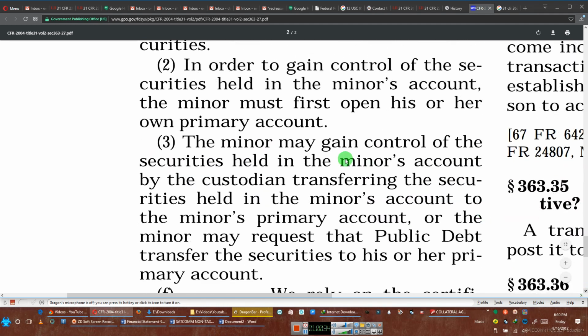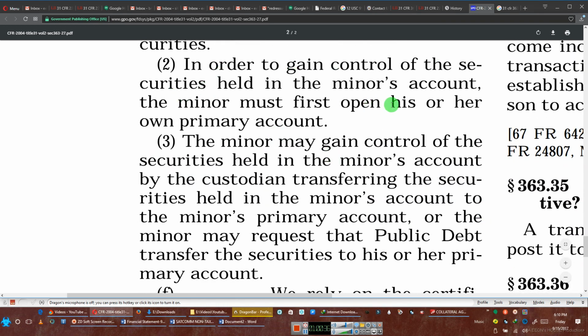Gave you that information already. In order to gain control of securities held in the minor's account, the minor must first open his or her own primary account. The minor may gain control of the securities held in the minor's account by the custodian transferring the securities held in the minor's account to the minor's primary account, or the minor may request public debt, that's the department I was telling you I was looking for, to transfer the securities to his or her primary account.